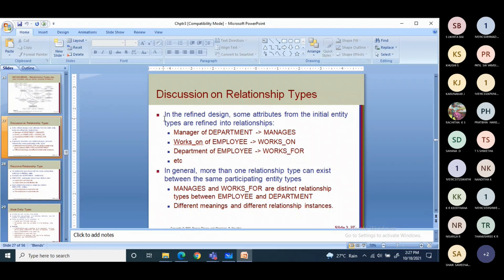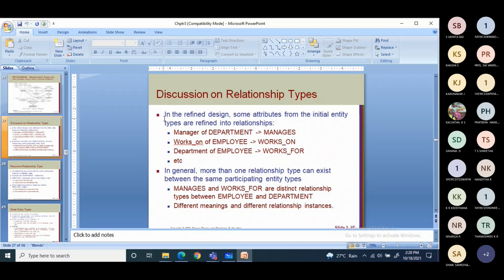Okay, and works on of employee. Any one employee, meaning a number of employees, works on a particular company or particular project. Employee works for department. Employee works on project, right? Department managed by some employee, or employee manages department. Okay, so these are the relationship types.